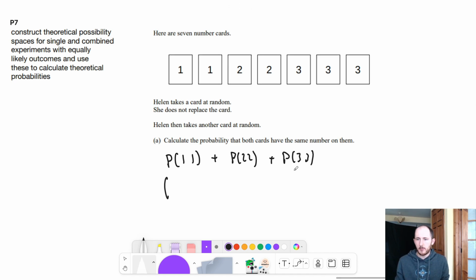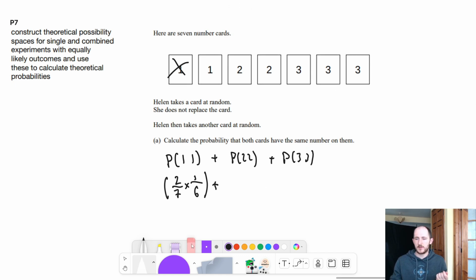So, what's the probability of getting a 1 straight away? Well, there's 2 1s, right? And there's 1, 2, 3, 4, 5, 6, 7 cards in total. So it's 2 out of 7 to pick a 1 at first. Now, she doesn't replace the card, so let's say she took this one here. Yeah? What's the probability of getting another 1? Well, there's only 1 1 left. And there's 1, 2, 3, 4, 5, 6 cards left.